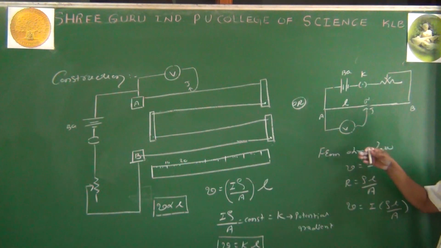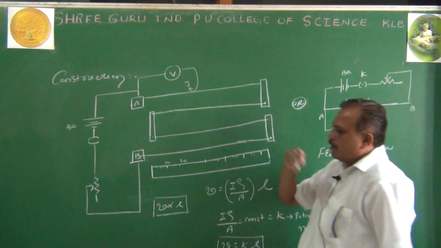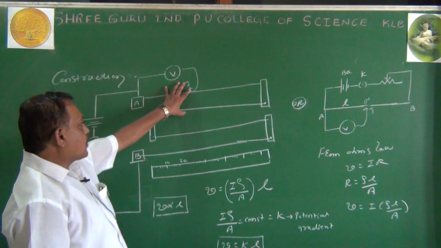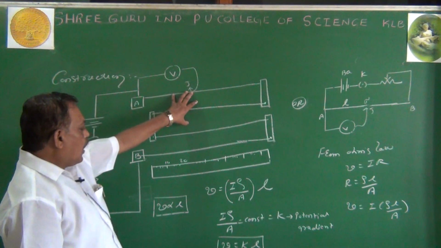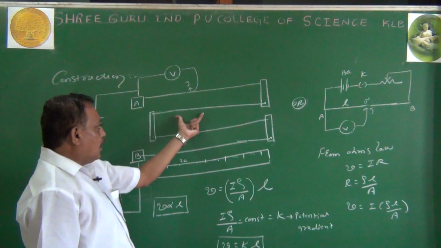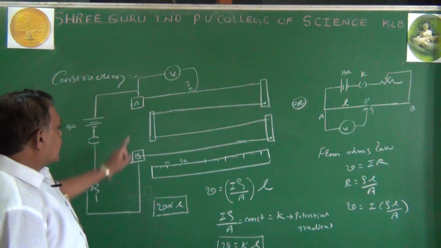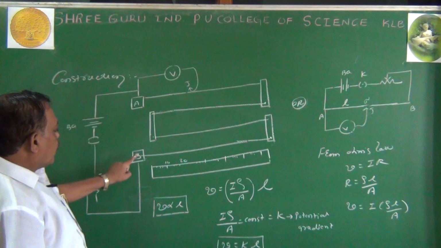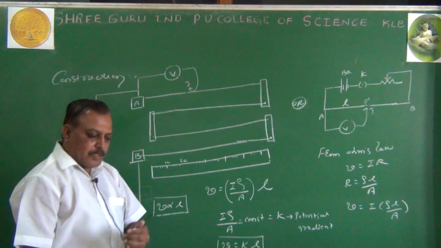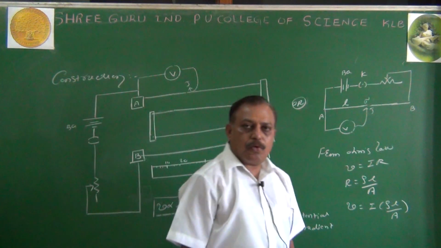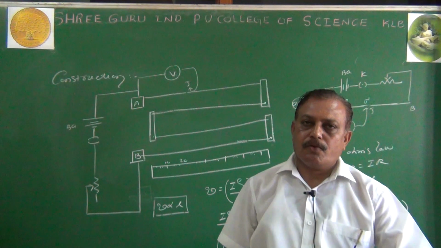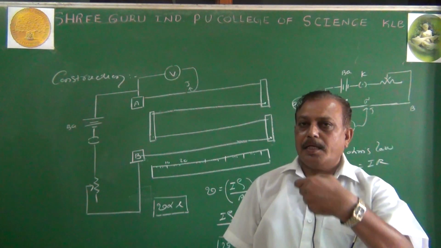We start with the construction. There are segments of wires which are stretched parallel on the wooden board, and the meter scale is mounted parallel with the length of the wire, and it is stretched between the two copper strips. The wire used for the construction of the potentiometer is constantan or manganin. These belong to the alloys because they have low temperature coefficient and high resistivity.